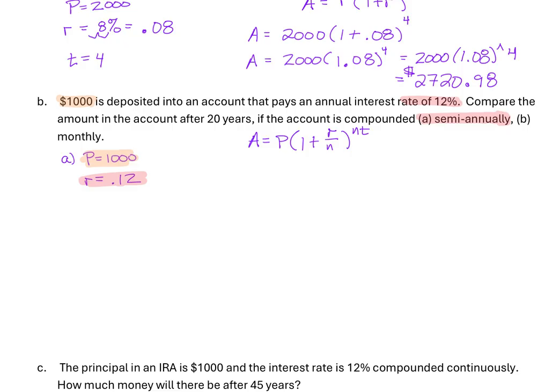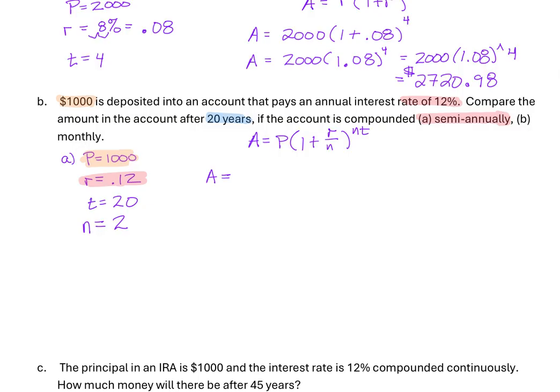And we have T is equal to 20. All right, so if we go ahead and plug this in, we need one more thing. We need to know N. N is, we're compounding semi-annually. That means twice a year. And so N is going to be 2.